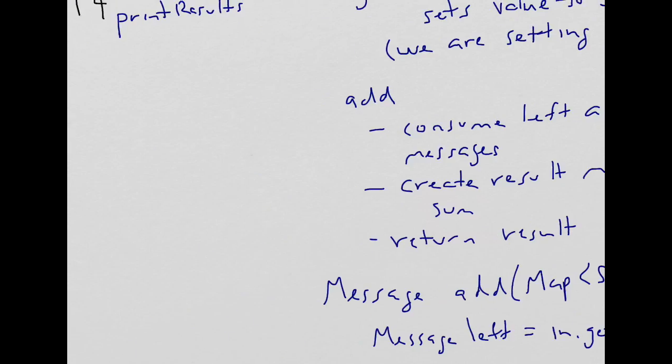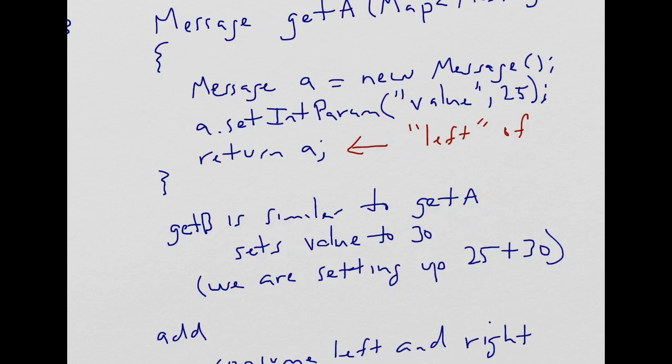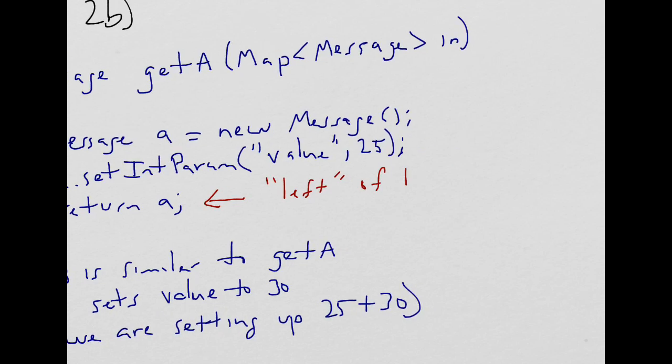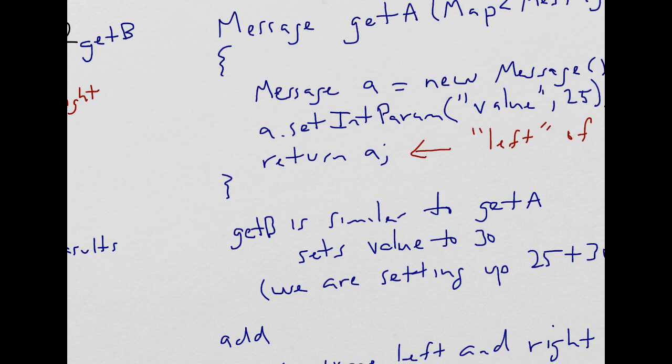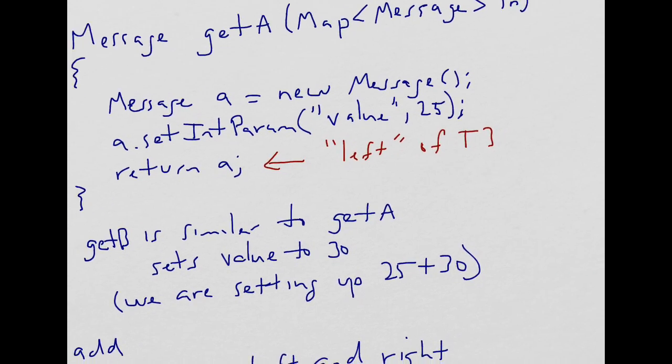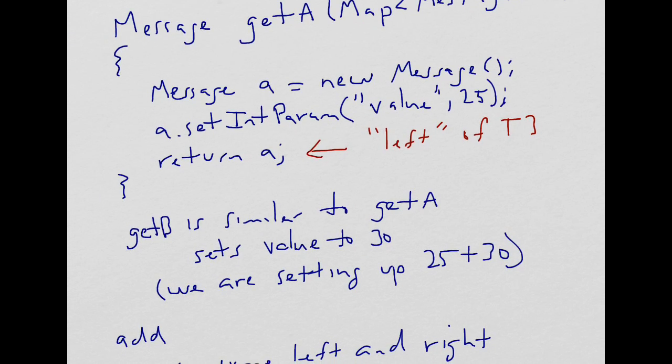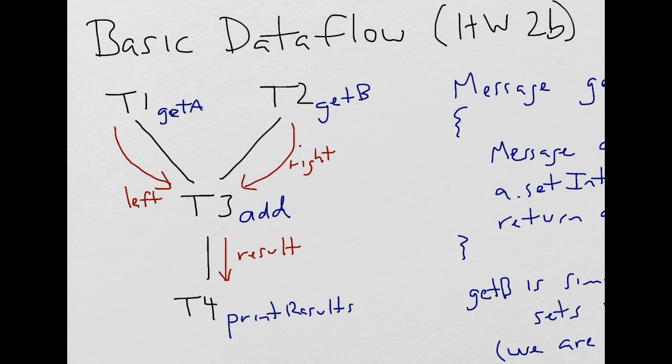Well, in our original graph, this is T3. Okay, so basically it is T3. In the implementation of this getA method, we remain oblivious to where this actual message is going to. It is the job of the person who wrote the task graph to indicate the wiring.